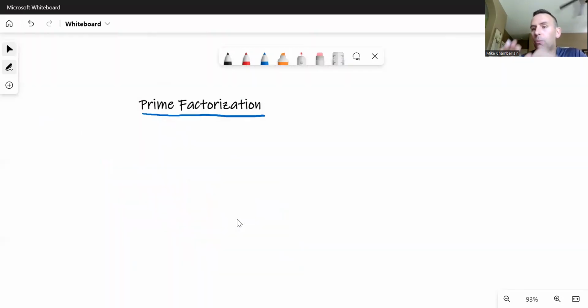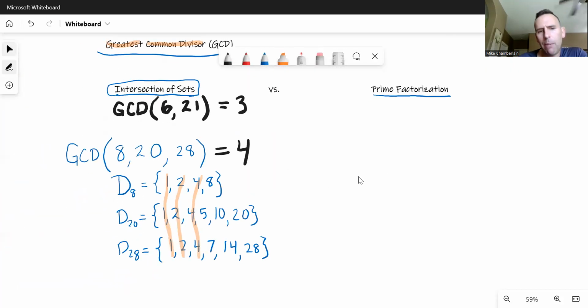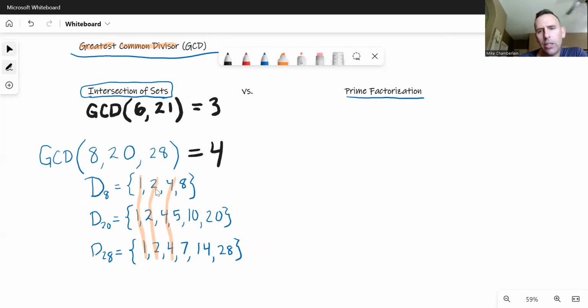Prime factorization is where you prime factor a number and examine those prime factors to see if you can learn something about it. Okay, so just to illustrate it for the purposes of tying it to the previous problem, I'm going to use this same set of numbers that I just used, 8, 20, and 28.